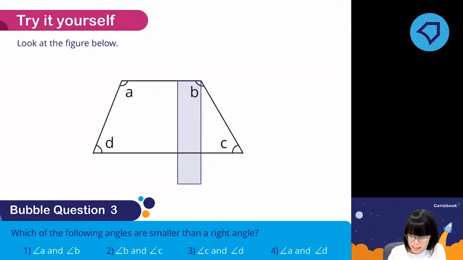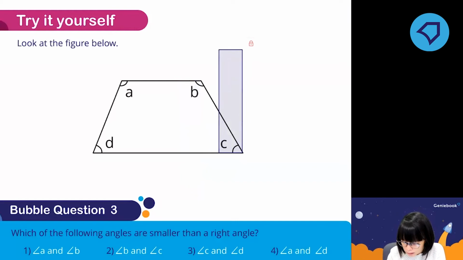Let's take a look at C and D. So C is over here. You notice that the other line goes inside the ruler. If this is 90 degrees, you notice that the line actually cuts through 90 degrees. Okay, so it's actually smaller than 90 degrees.